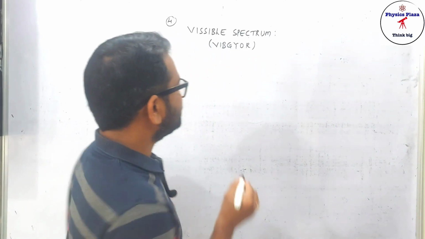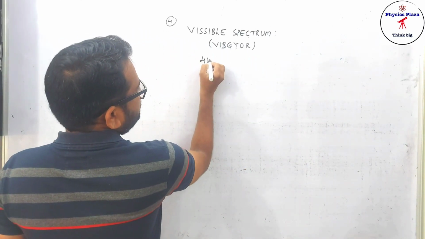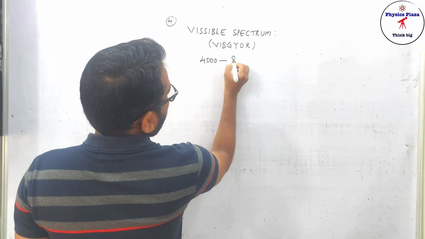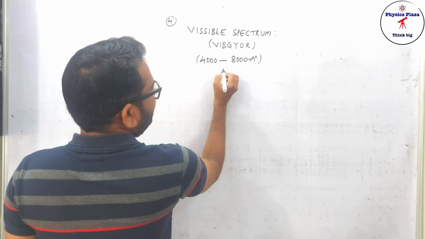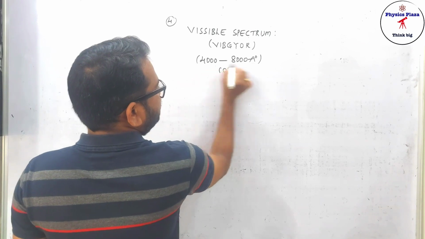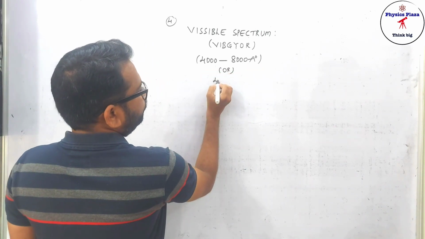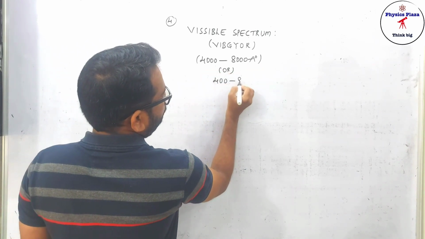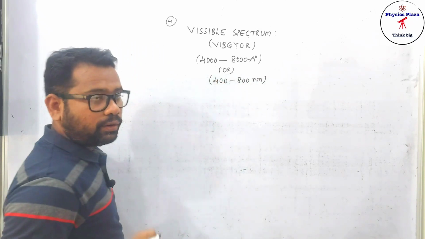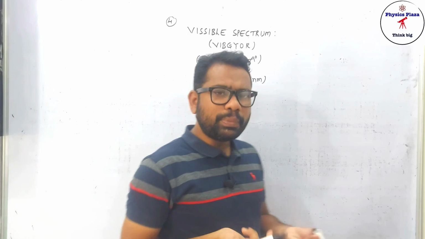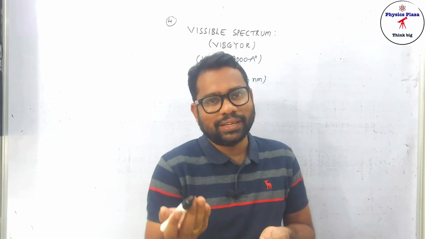Then what is the wavelength range, children? Here the wavelength range is 4000 angstrom to 8000 angstrom. If you want it in nanometers, just divide by 10, you will get 400 nanometers to 800 nanometers. Is it clear? Fine, children. The main source, yes, sunlight only. Sunlight is the main source.